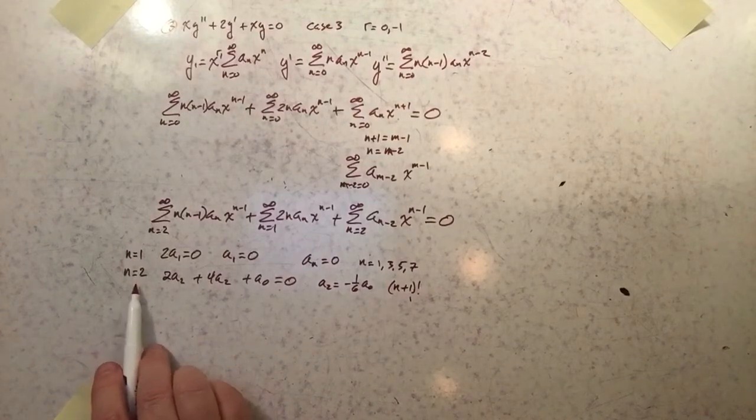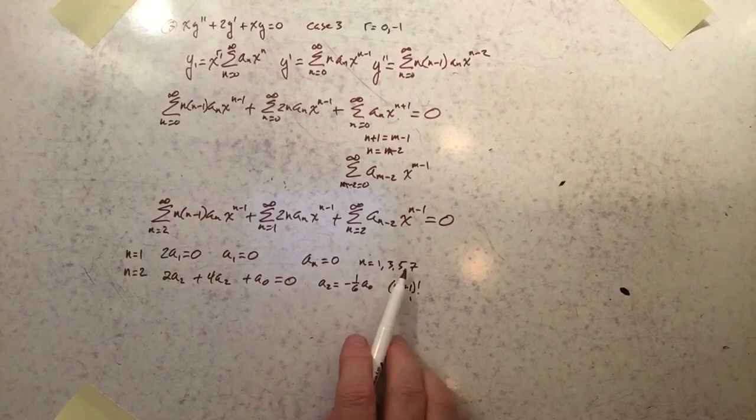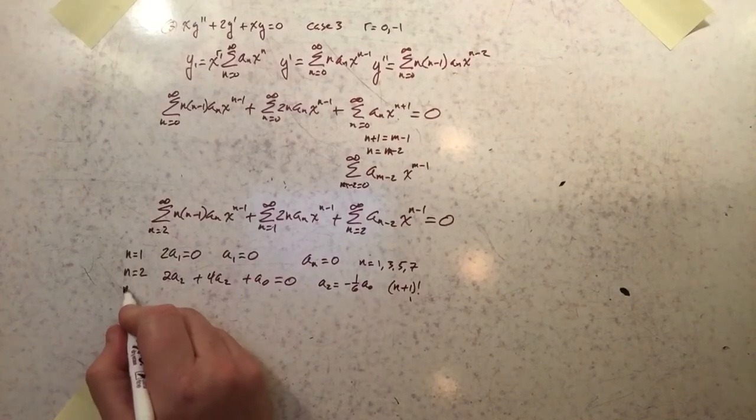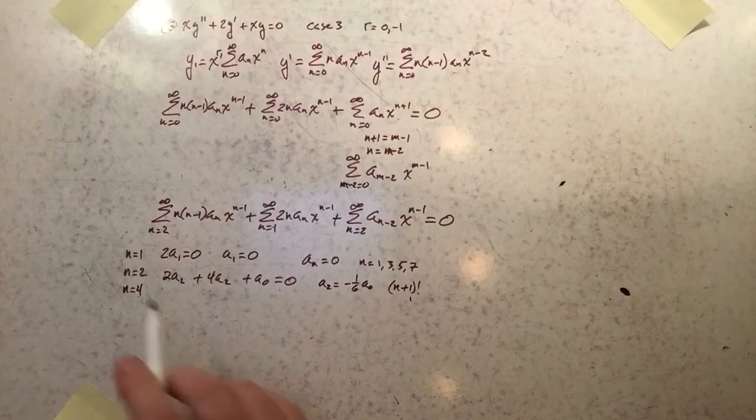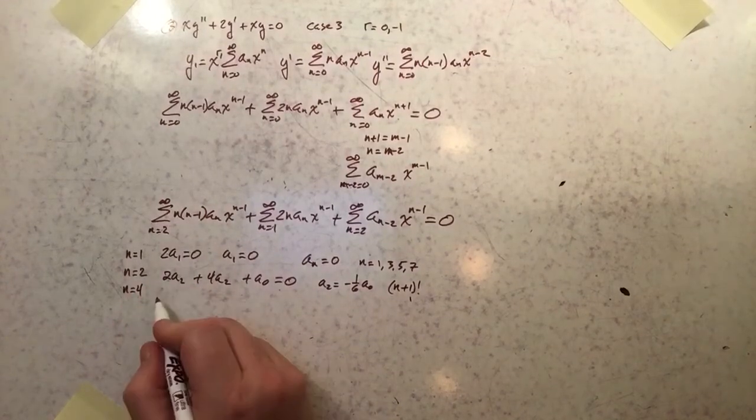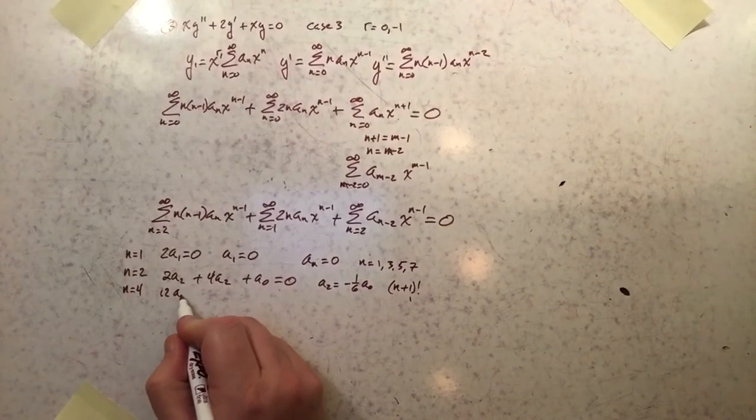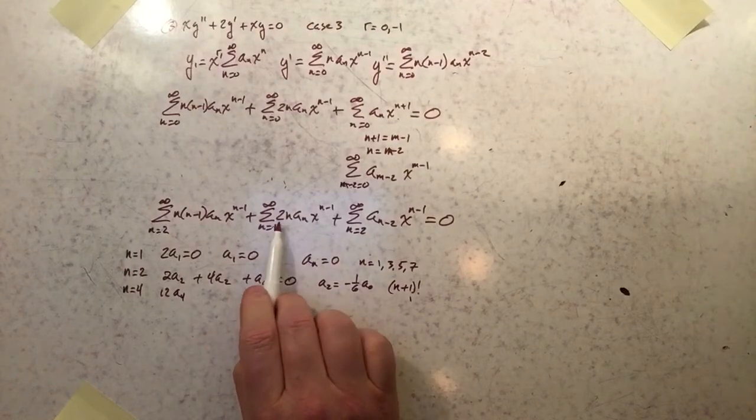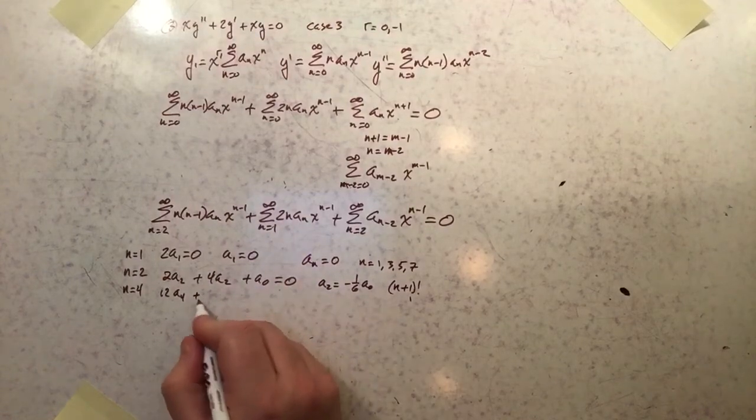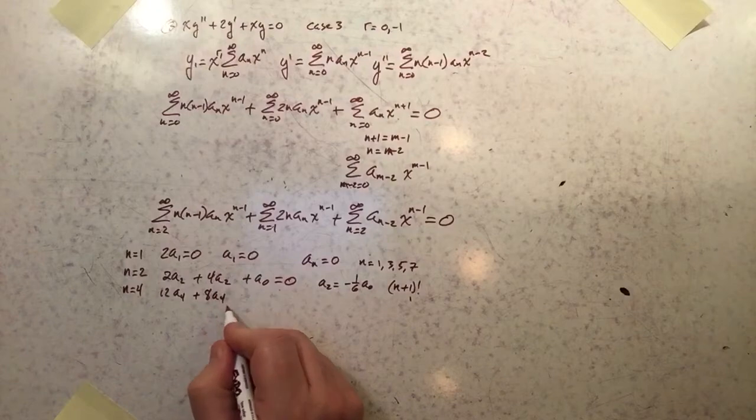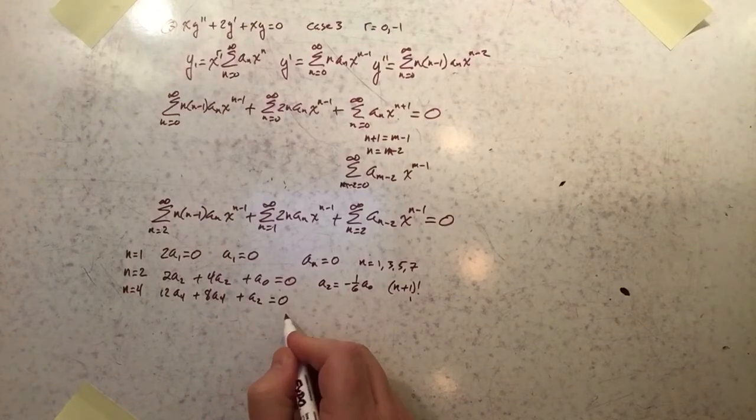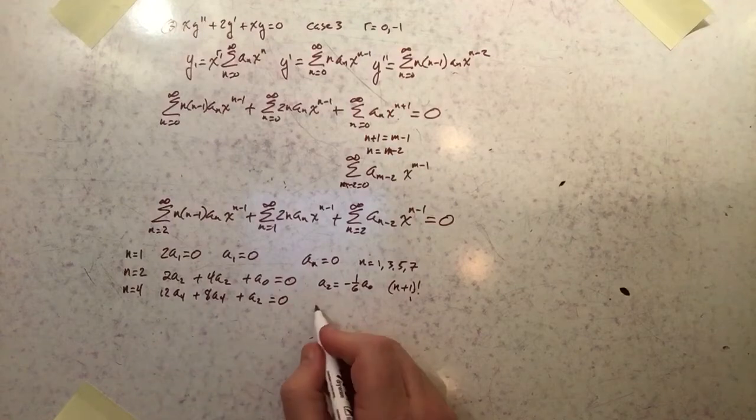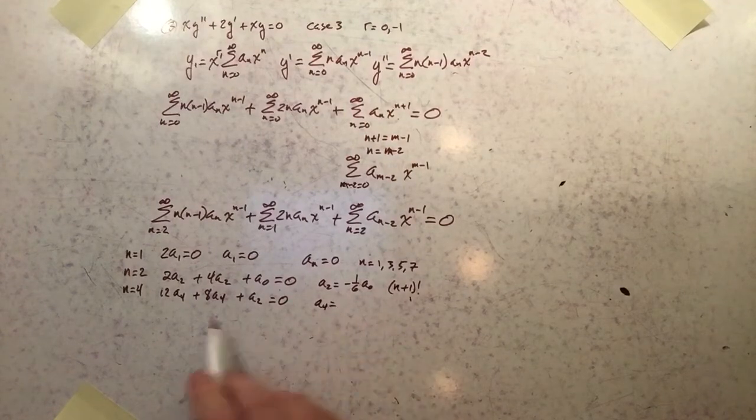As I said, I'm going to skip n equals 3 because I'm confident that all of the odds are 0. So n equals 4 is the next one I'm going to check. Well, when n equals 4, this is 4 times 3 or 12 times a4. And this is 2 times 4, 8 times a4, plus 8a4. And then plus a2 is equal to 0. So that means a4 is going to be equal to negative 1/20 of a2.